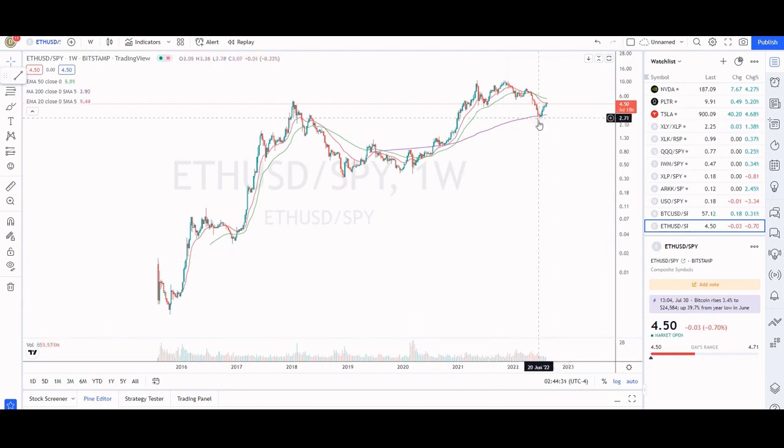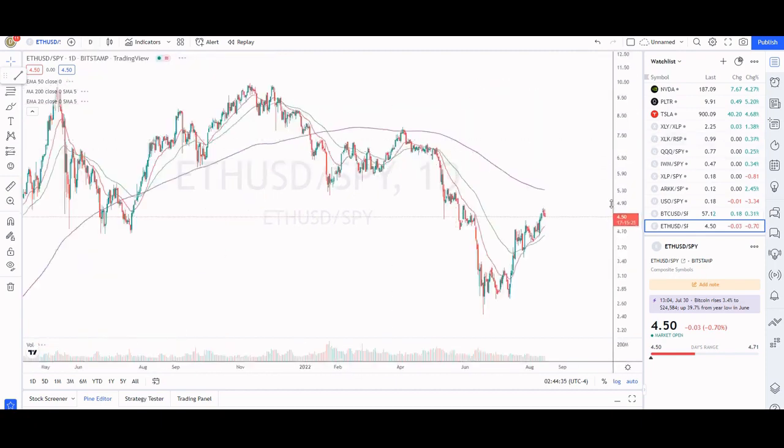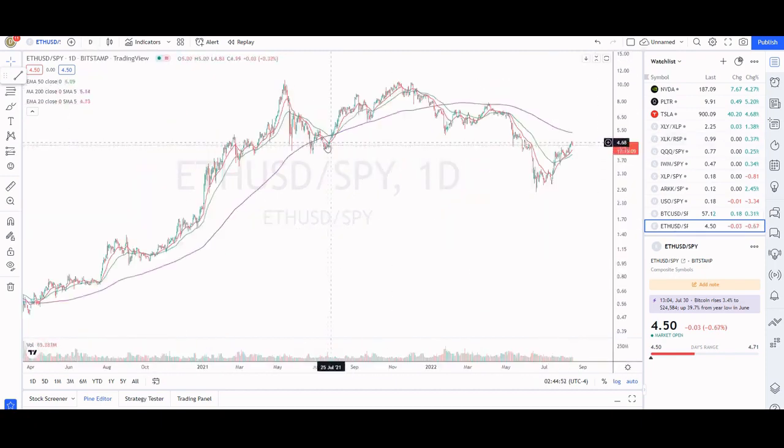However, it did bounce very nicely off that 200 simple moving day average on that weekly time frame, and on the daily time frame, right at the area again where there was previous support would probably now be overhead resistance.